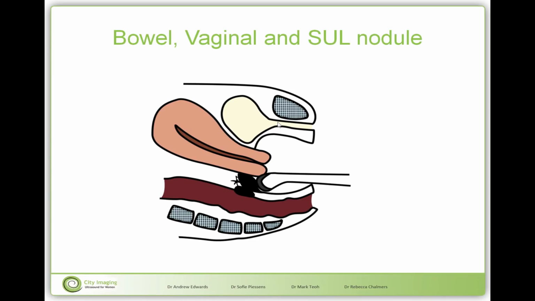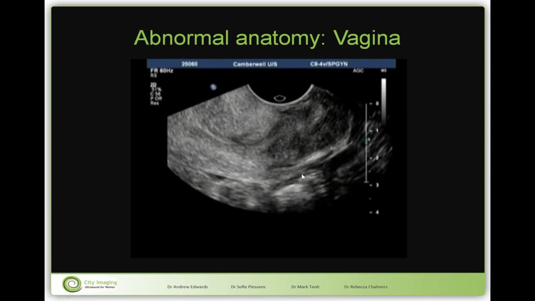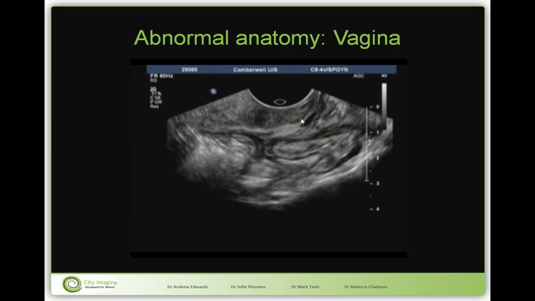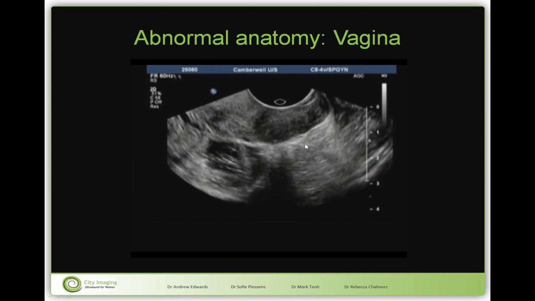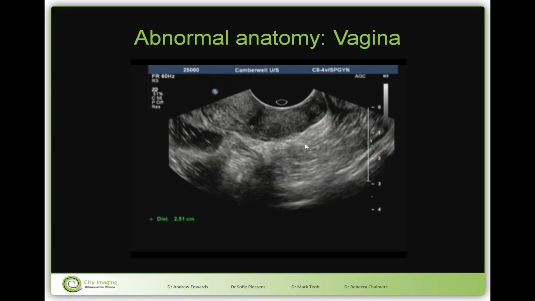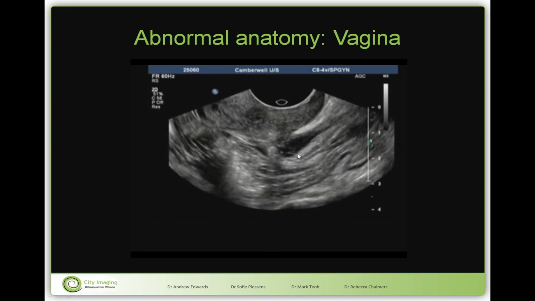Sometimes there is a bowel nodule adherent to the vaginal nodule, and then both can be recognized. That was actually the case in the previous clip as well. So if we go back to the previous clip, this is the vaginal nodule. But if you look carefully, after I've measured it, this is the bowel nodule. Very often when you see a big vaginal nodule like that, there will be a bowel nodule stuck to it.